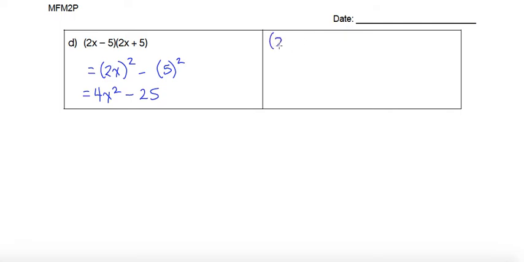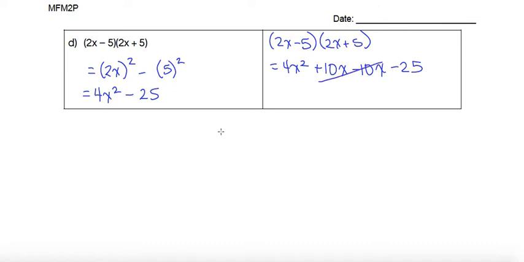And then if I wanted to do the same question but using FOIL, I can do that as well. 2x times 2x, so my first terms is 4x squared. Outside terms, 2x times positive 5 is positive 10x. Negative 5 times 2x, so my inside terms is negative 10x. And my last terms, negative 5 times 5 is negative 25. My two middle terms will cancel each other out. 10 take away 10 is 0. So I'm left with 4x squared, take away 25.